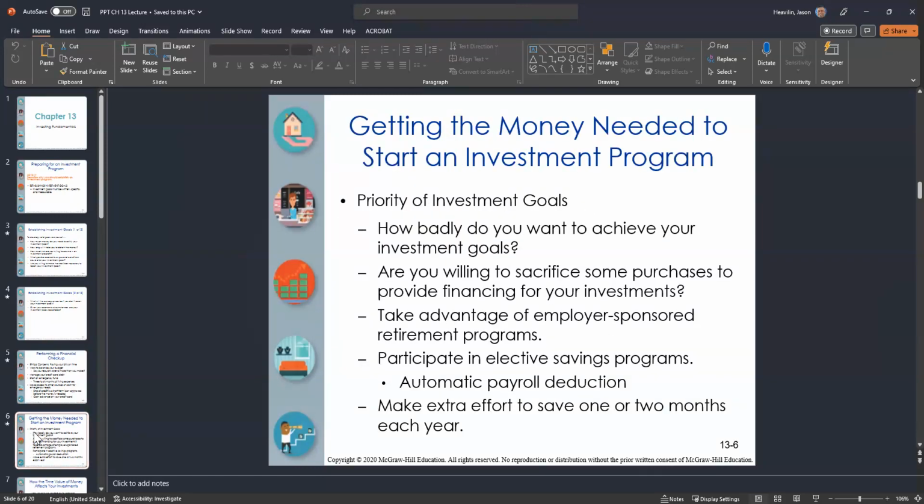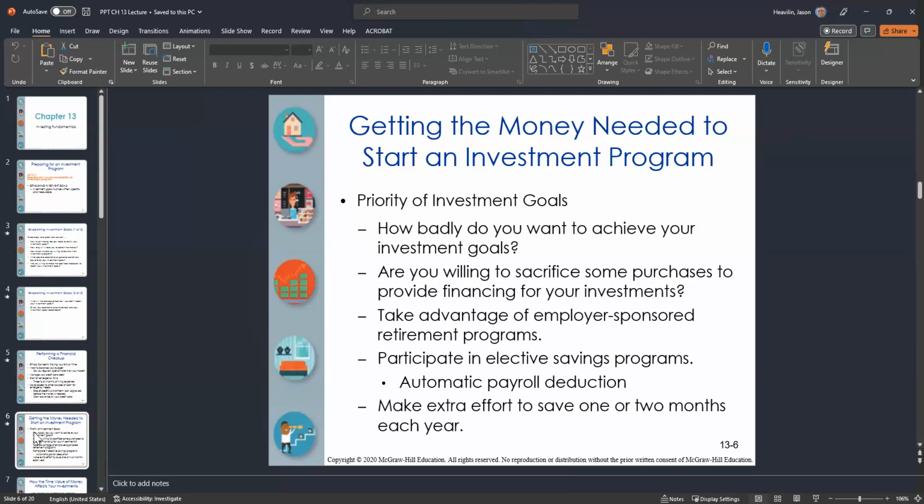Getting the money needed to start an investment program. Priority of investment goals. How badly do you want to achieve your investment goal? Well, this is where behavioral finance comes into play. You may find a lot of people saying, I want to retire by this age with this much money. And they say, I want it really bad. And as soon as you tell them, well, you've got to stop spending money on this, you have to sell some of these things. They have, let's say, multiple cars and a boat, and their investments are really low. So if you want this much money by that age, you have to give up some things.